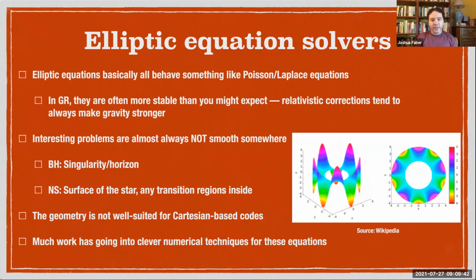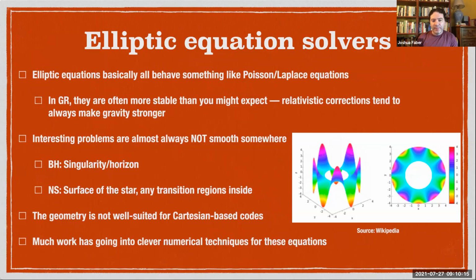The problem for initial data is that our interesting problems are almost always not smooth somewhere. There's some place where the fields we're looking at are not infinitely differentiable, and smoothness is baked into a lot of the mathematical models. For black holes, this occurs either at the singularity or the horizon. For a neutron star, you run into non-smooth behavior at the surface of your neutron star, as well as any transition regions inside the neutron star, if those happen to occur.